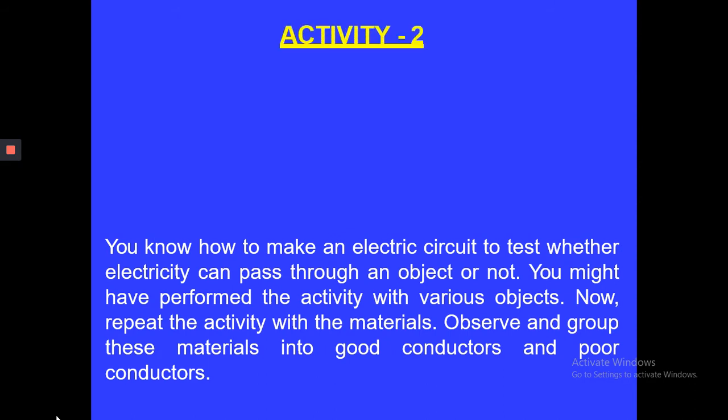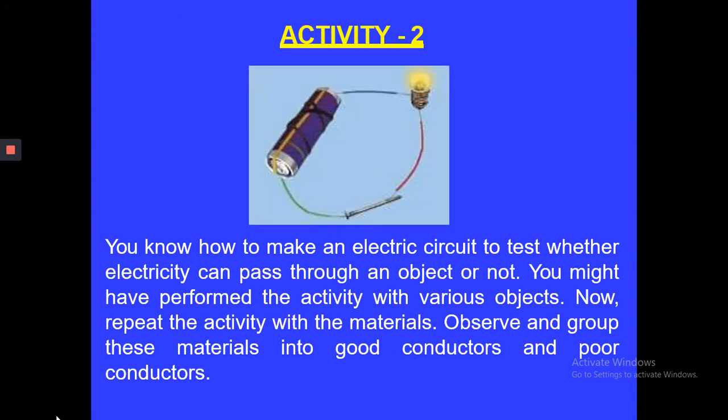Now we will perform the next activity. You know how to make an electric circuit to test whether electricity can pass through an object or not. You might have performed the activity with various objects. Now repeat the activity with some other materials and observe which are good conductors and which are poor conductors.